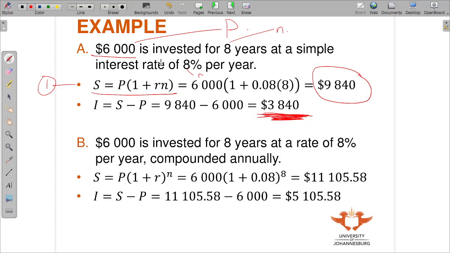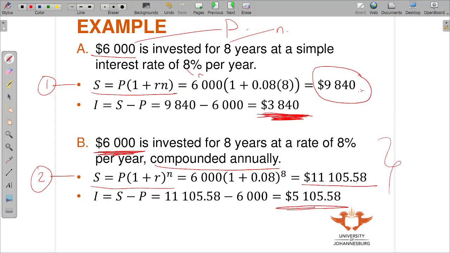But if we use the same for compound interest, using the formula in equation 2, we get that the value is 11,000 something. And then the interest is 5,000. You see, the interest is higher than this one. So the future value we got when we invest 6,000 is higher than the one with simple interest. So that's why in reality, this is what we use.